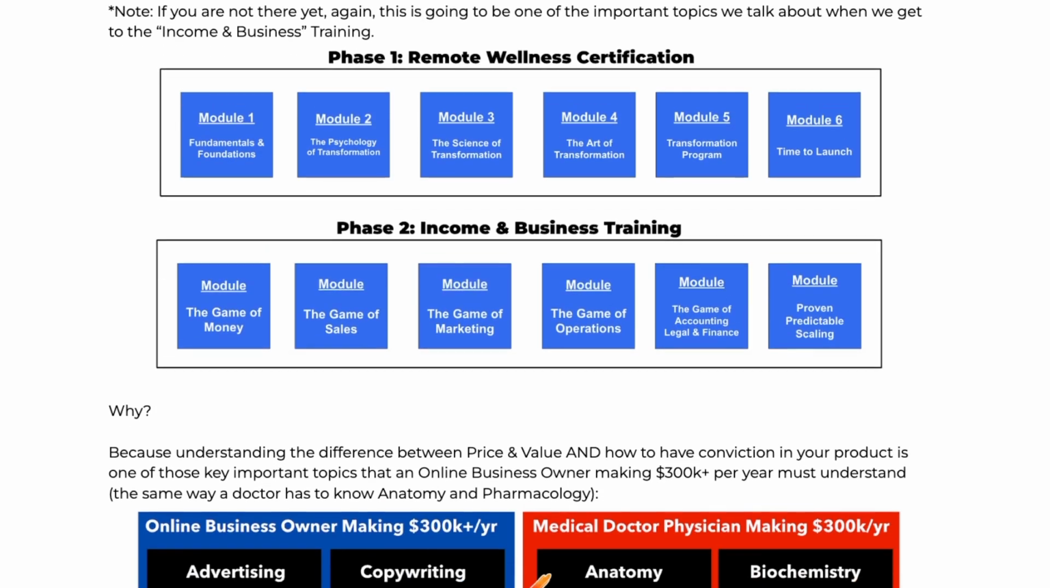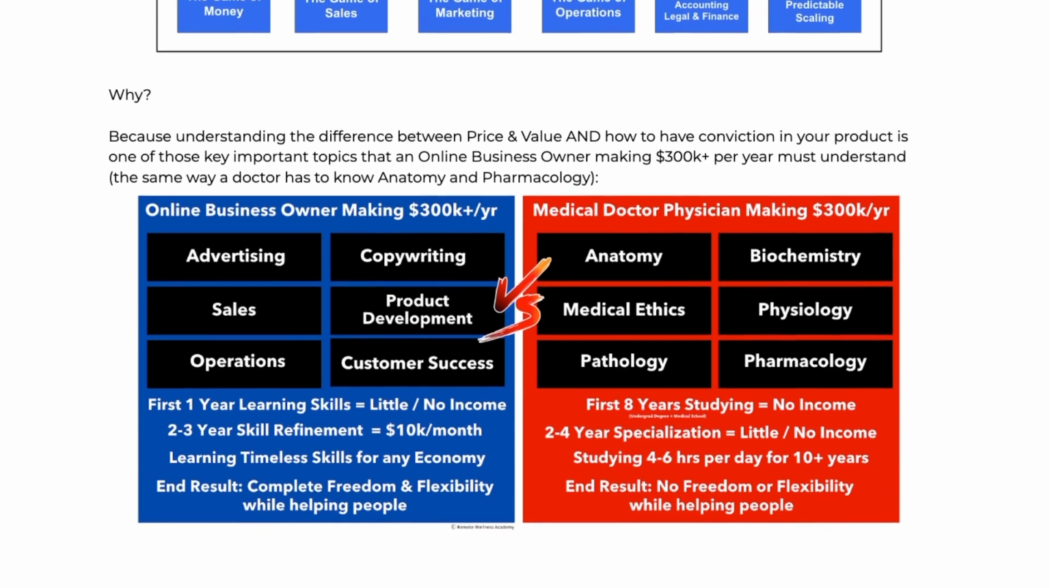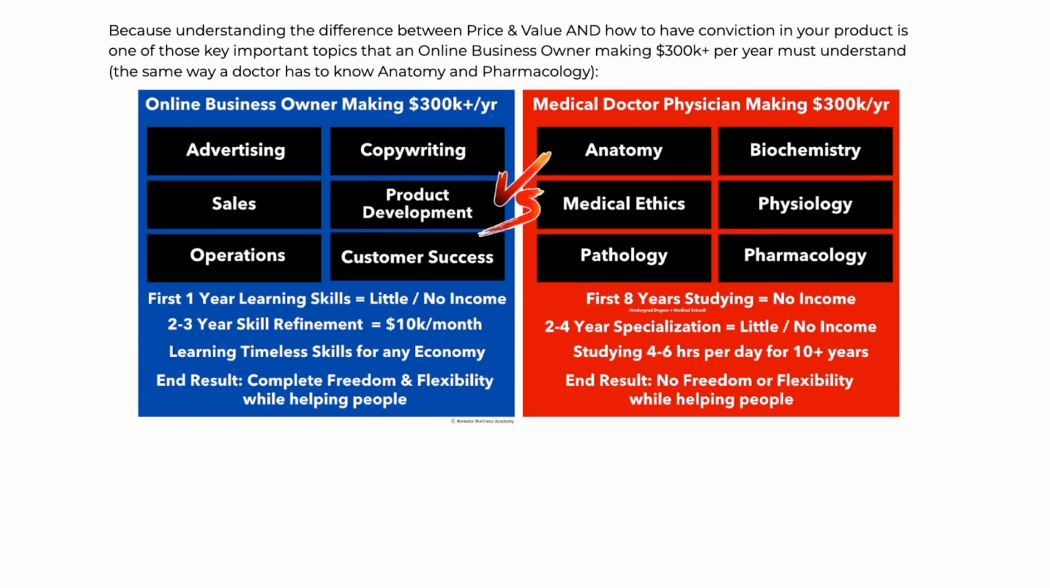And because it's so important to understand these concepts around price and value and have conviction in your product, these are absolutely some of the foundational topics that online business owners and entrepreneurs making $300,000 a year plus understand, the same way that a doctor might understand anatomy and pharmacology and all those kinds of things. This is absolutely one of those very important topics.